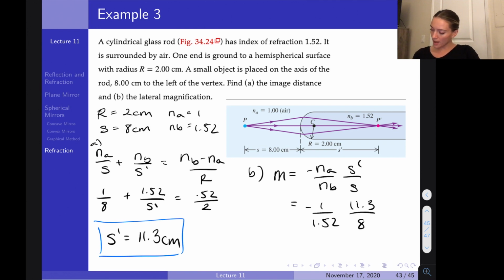So this comes out to negative 0.929. So our magnification is negative, which means it's inverted, so it's upside down from its original position in the image. And it's slightly smaller than the actual object.